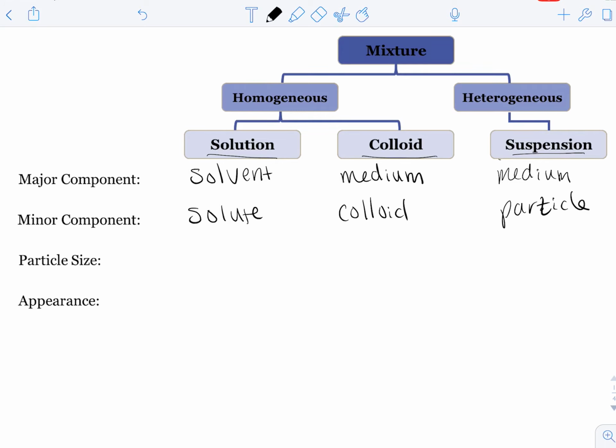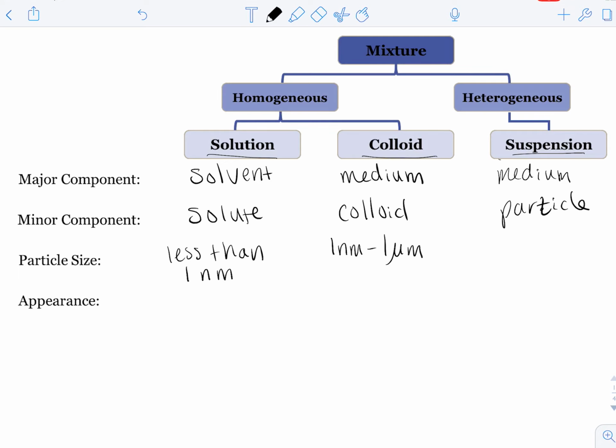With a solution, that particle size is going to be less than 1 nanometer. Okay? And our particle is our solute, right? And that means that it is a molecule. With our colloid, it's going to be 1 nanometer to 1 micrometer. And the colloid itself can be one large molecule or a conglomeration or group of molecules together to form a larger size, which is why it doesn't actually dissolve.